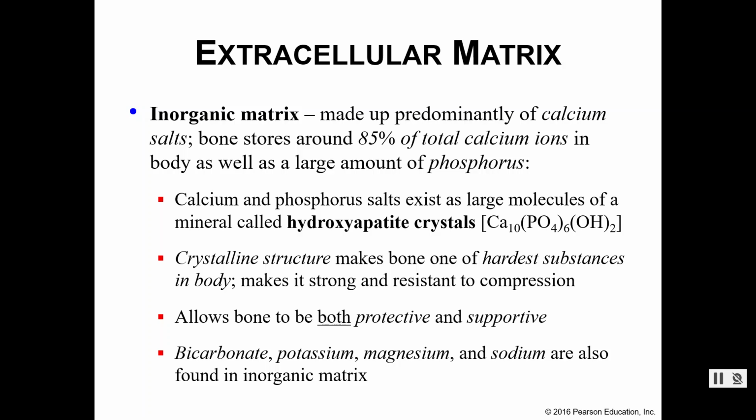Okay. Now, calcium and phosphorus, that makes up those apatite crystals, so that's what you hear about a lot. But there are a couple of other components of the inorganic matrix. For example, a little bit of bicarbonate, a little bit of potassium, magnesium, sodium. Those are also found in this inorganic matrix as well.